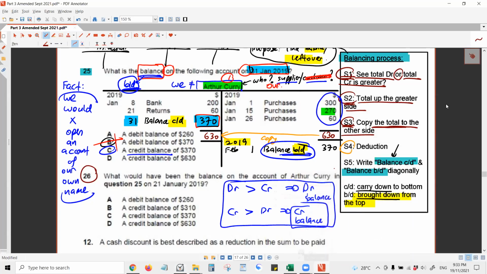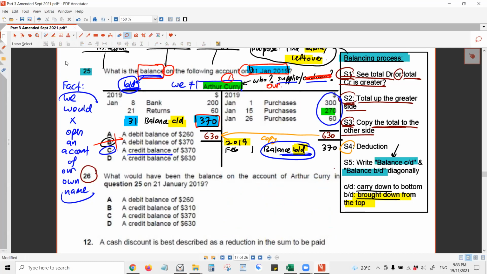Okay, I think the major problem is you may not understand the question. So let me interpret for you what it means first. The first obstacle is to understand the question. Once you have understood the question, then you understand how to do. They want you to find what would have been the balance. They're asking you for balance. That means you have to do the balancing process, then you can find the balance, right? So now you know we have to do the balancing process.